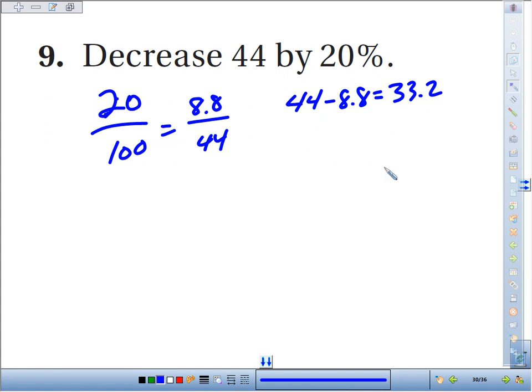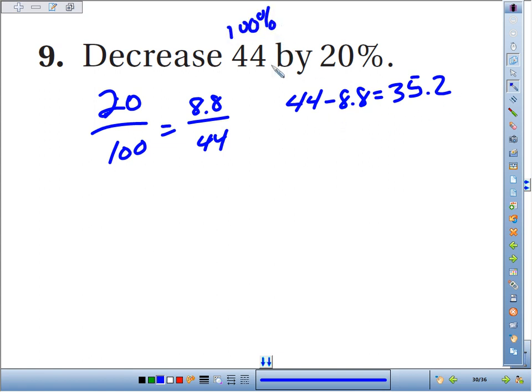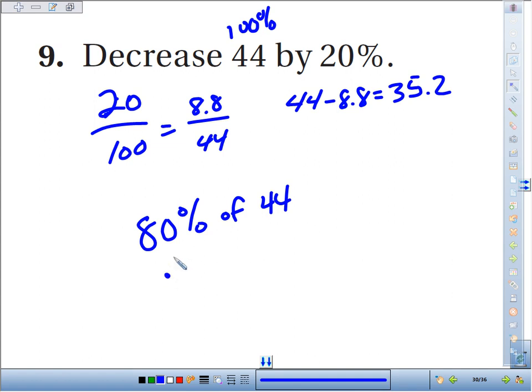The other way to look at that one is, I'm sorry, I got my math wrong there, 35.2. The other way to look at it is to say, well, this is 100% of your original number. If I decrease that by 20%, all I have left is 80% of the number, 44. Decimal is 0.8, of means times 44, and you're going to get the exact same thing, 35.2.